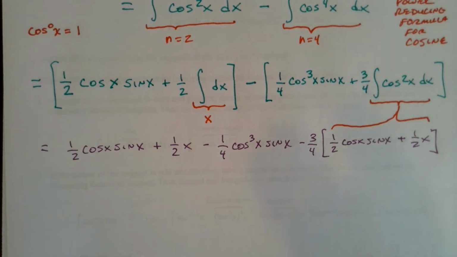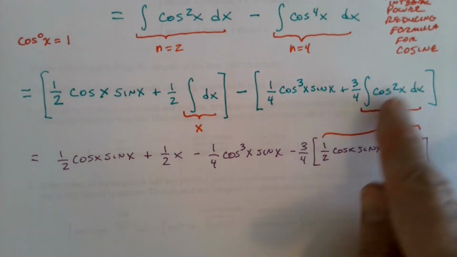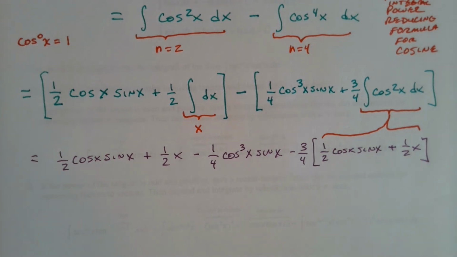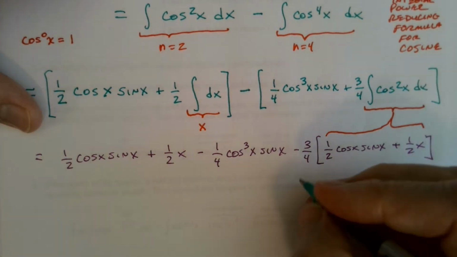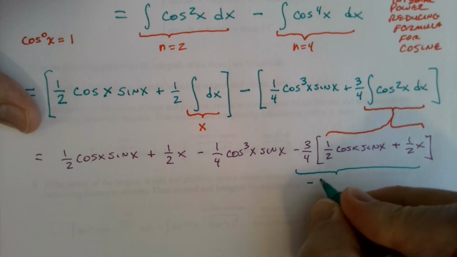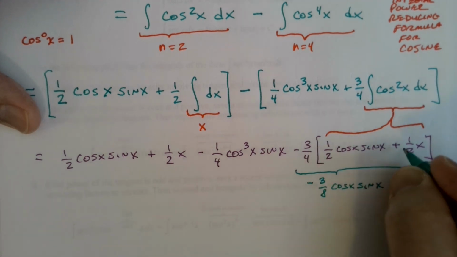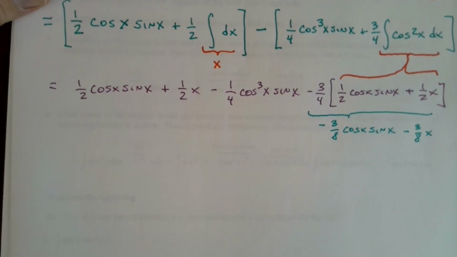Does that make sense? You can see if we have higher powers, cosine to the 6th, we're going to end up with a cosine 4th. Well, we would have done that if we did the cosine to the 4th, and we can plug that in. So it's kind of a nested procedure, the higher the power. And so if I distribute this through, notice I'll get negative 3/4 times 1/2, negative 3/8 times this, and negative what? 3/8 x.